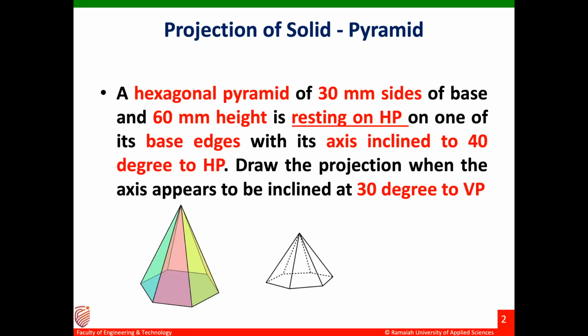In this video session I will be taking pyramids. Here I have considered a hexagonal pyramid. Let me read out the problem. A hexagonal pyramid of 30 mm sides of base and 60 mm height is resting on HP on one of its base edges with its axis inclined to 40 degrees to HP. Draw the projection when the axis appears to be inclined at 30 degrees to VP.